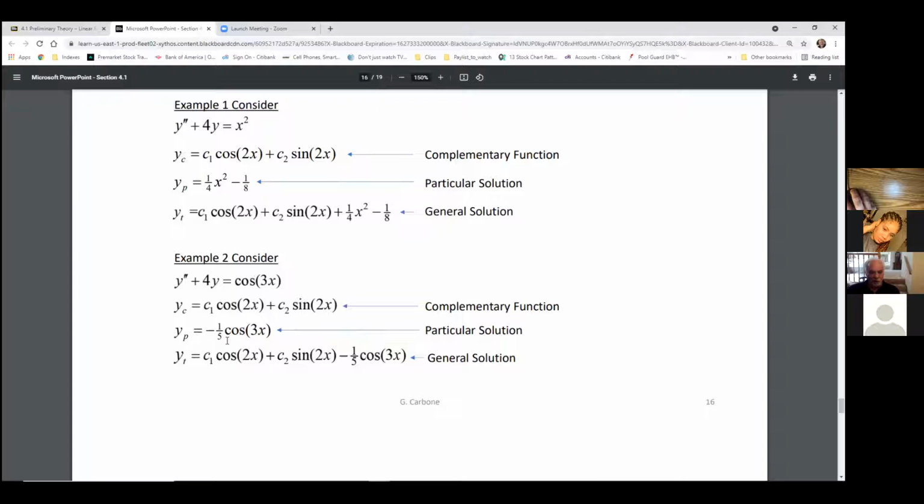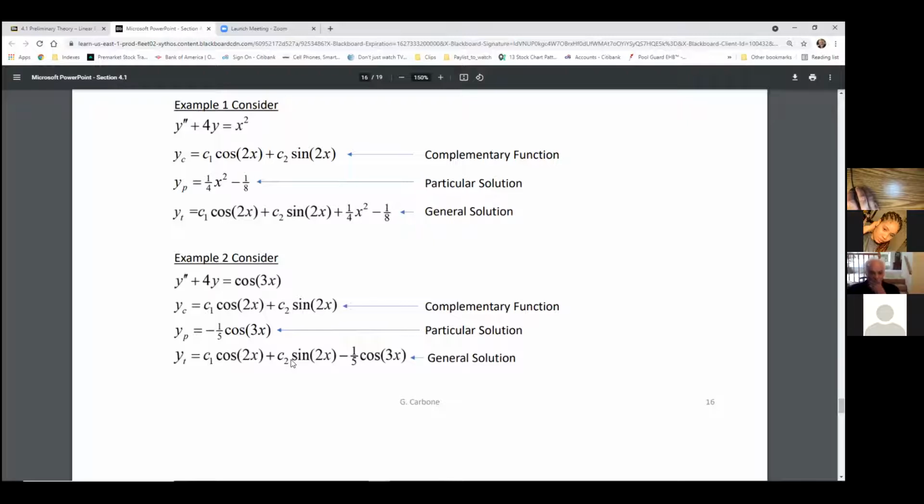The particular solution to this differential equation, if you plug this in here, you'll end up getting cosine of 3x on both sides. But the particular solution to this one is different. The total solution for this differential equation is C1 cosine of 2x plus C2 sine of 2x minus 1/5 cosine of 3x. This would be the general solution. We call it general because we still have these constants C1 and C2, which are determined by either initial conditions or boundary conditions.